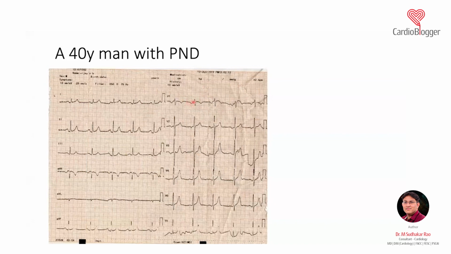Width is 0.12 mm. You see from here to here, there are 3 small boxes. Depth is more than 1 box. There are 2 boxes. So 0.12 into 2, 0.24. This is the Morris index. Cutoff is 0.04.